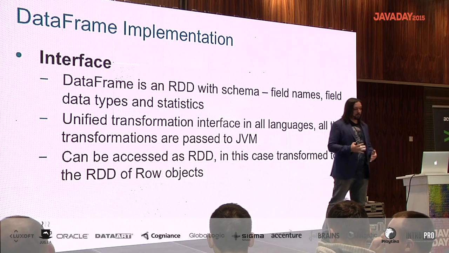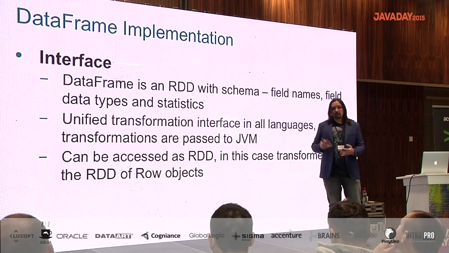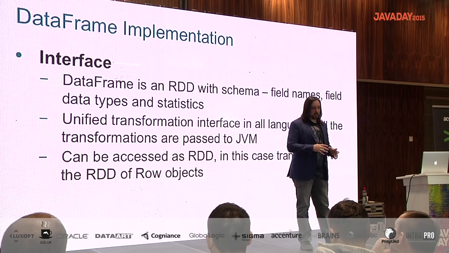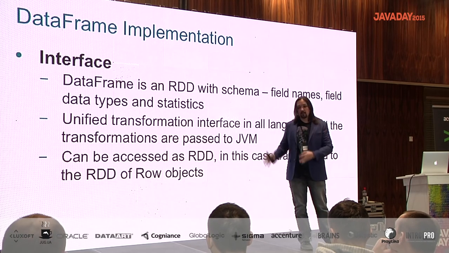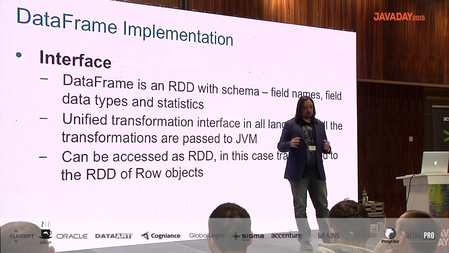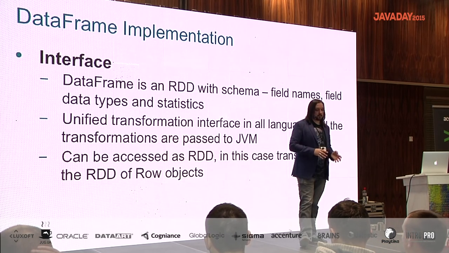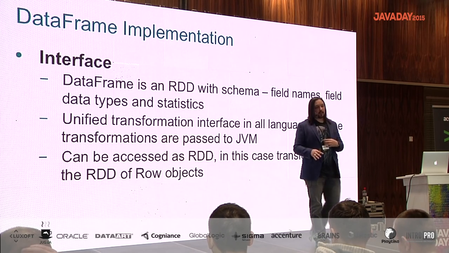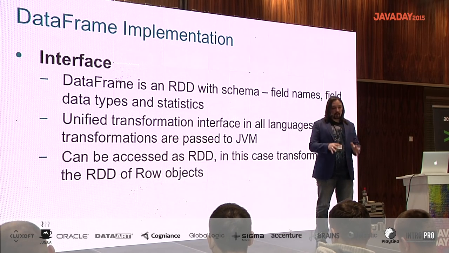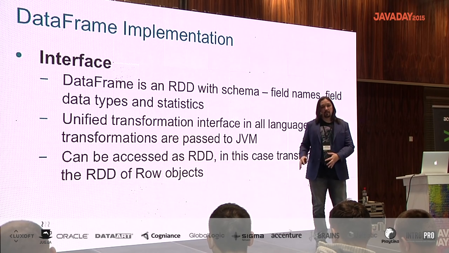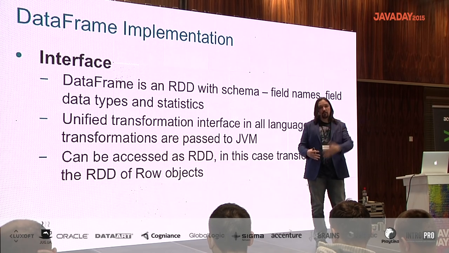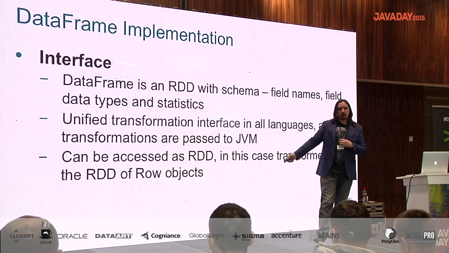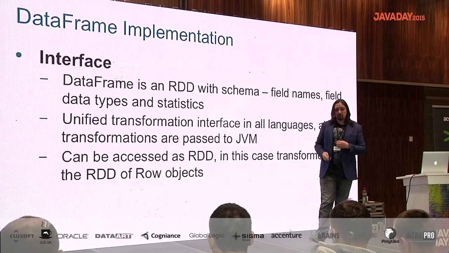First of all, data frame is an interface. It is an RDD with a schema. By schema I mean that it has field names, it has field formats, how they are stored, and so on. Also it has some statistics. It is a unified transformation interface, and at any time the data frame has an RDD under it. So data frame is an abstraction built on top of RDD. Anytime you want, you can access the RDD under this data frame. It will be translated to the RDD.